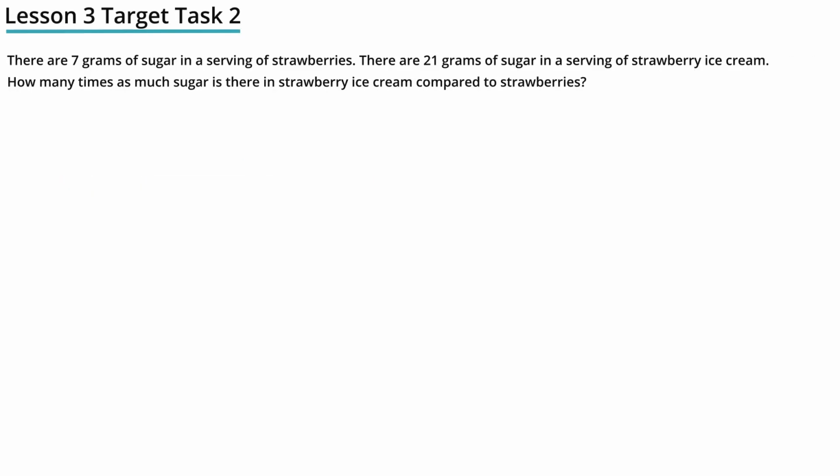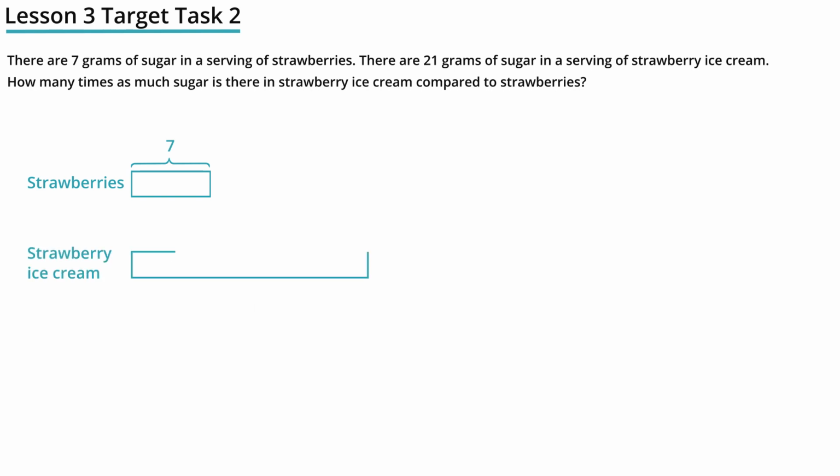In Problem 2, students are told how many grams of sugar are in a serving of strawberries, as well as how many grams of sugar are in a serving of strawberry ice cream, and are asked to find how many times as much sugar there is in the ice cream than in the berries. Again, they can draw a tape diagram to solve, drawing a tape to represent the number of grams of sugar in a serving of strawberries, and another longer tape to represent the number of grams of sugar in strawberry ice cream.